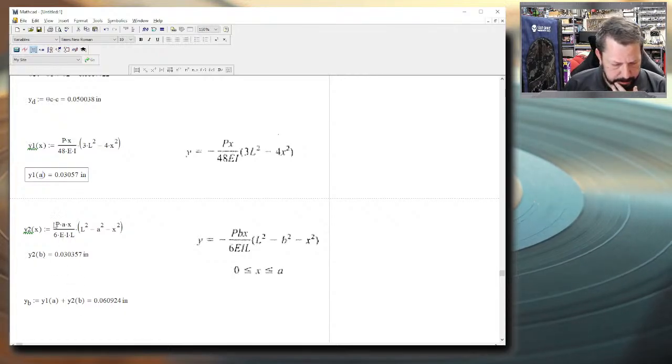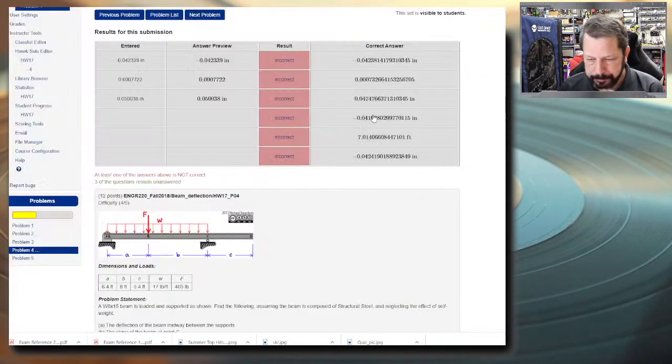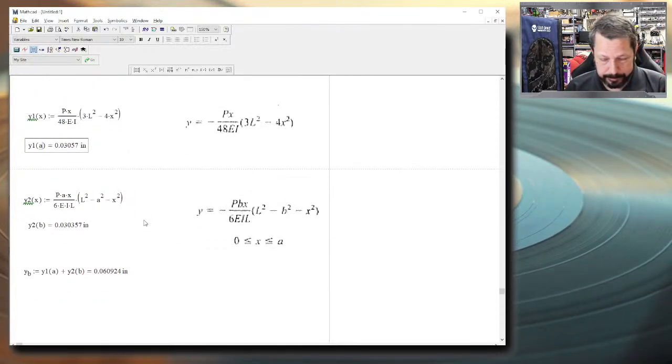Then I added them together. Did I add them right? I get a very different answer. They had 0.042, I believe, here, and I have 0.6. That seems very different. This problem could have lots of issues with it, or I am missing something entirely that I don't see at all.